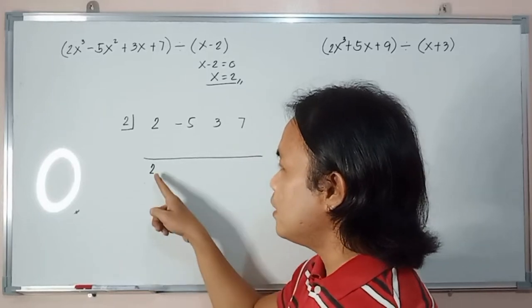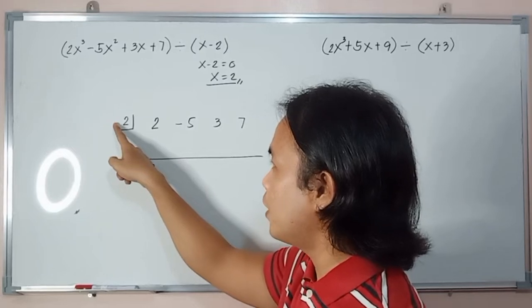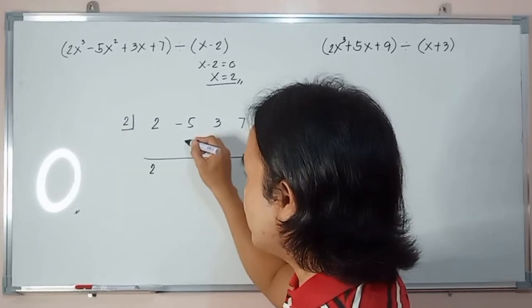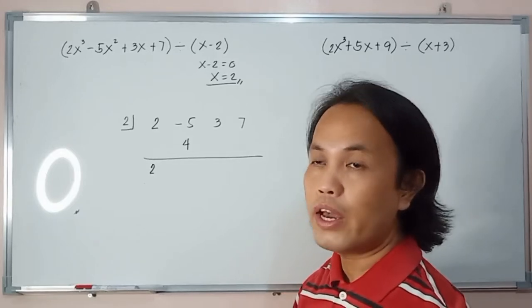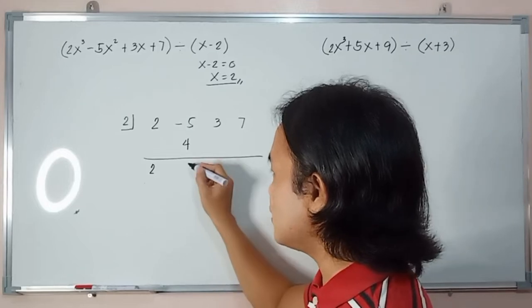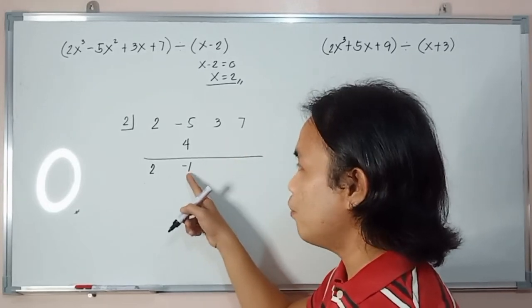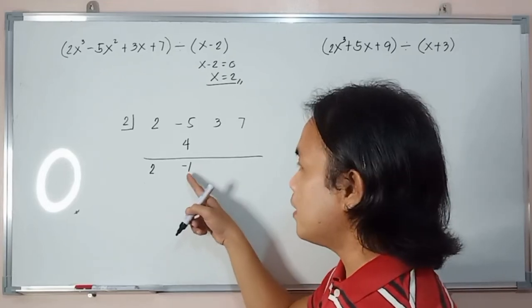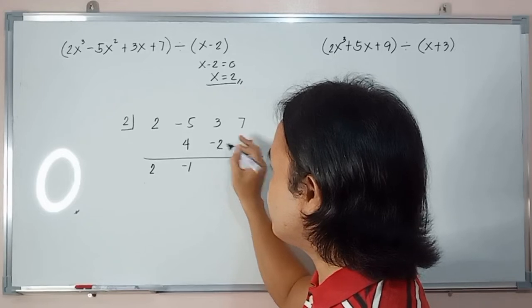And we multiply this 2 to our 2 here. So 2 times 2 is 4. Then we write 4 right below the negative 5. Then we add. Negative 5 plus 4 is negative 1. Then we multiply negative 1. We do the same process. We multiply negative 1 times 2. That will give us negative 2.